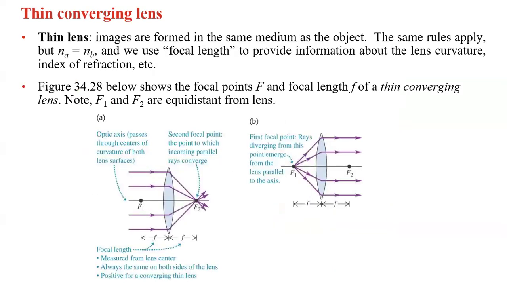One of the properties of a lens is that if you have light rays passing through that lens, parallel to the optic axis, then on the other side they will converge. The point at which the incoming parallel rays converge is the second focus, F2.